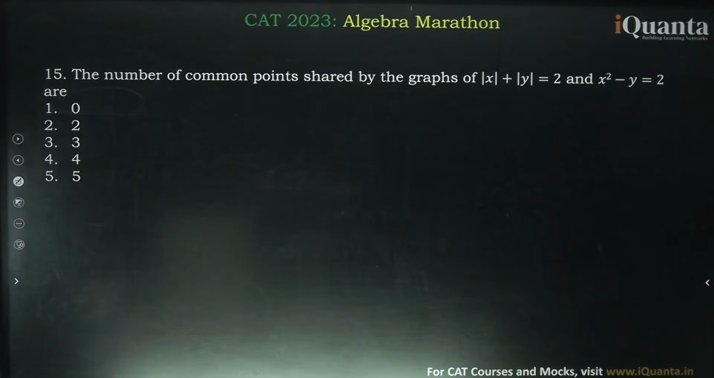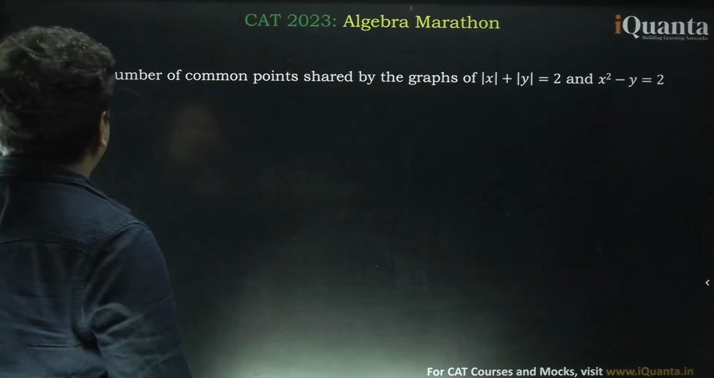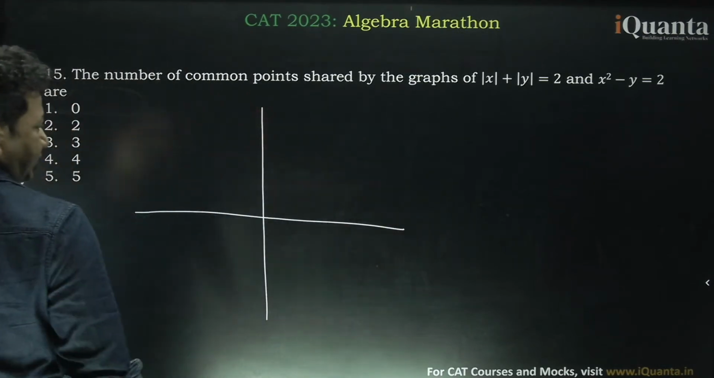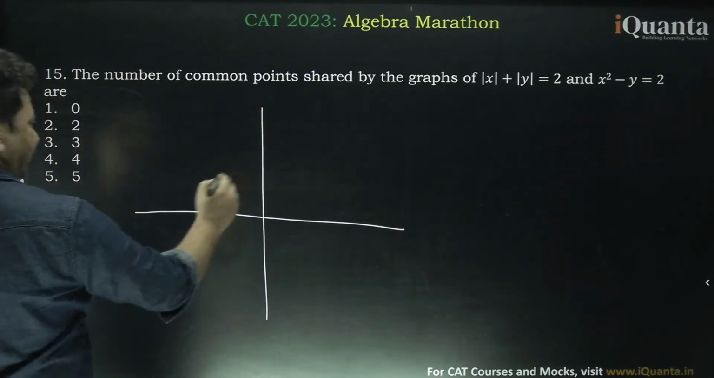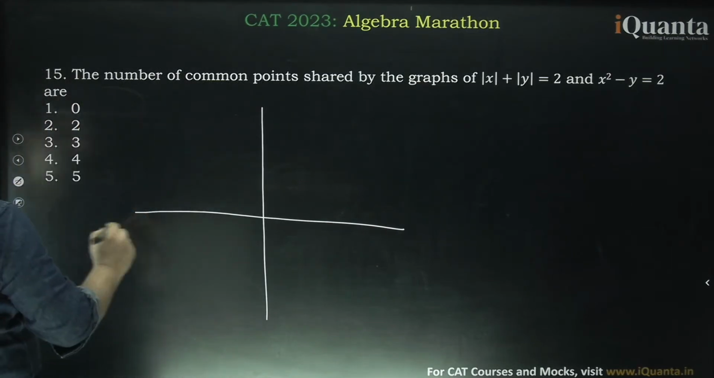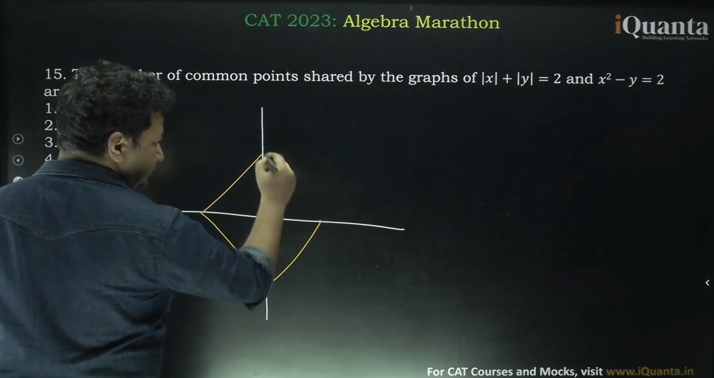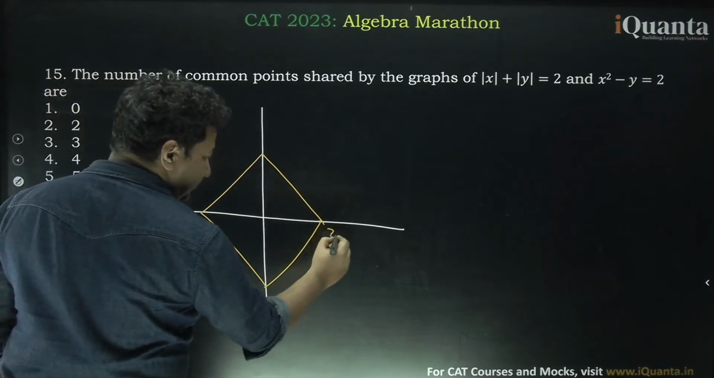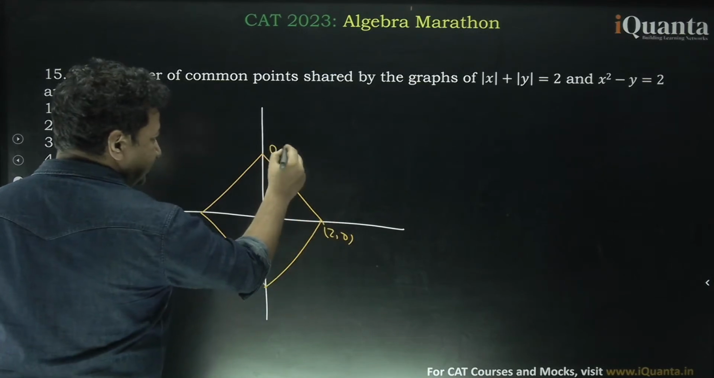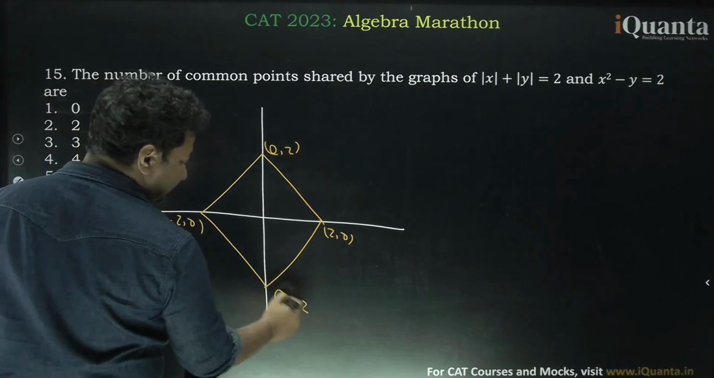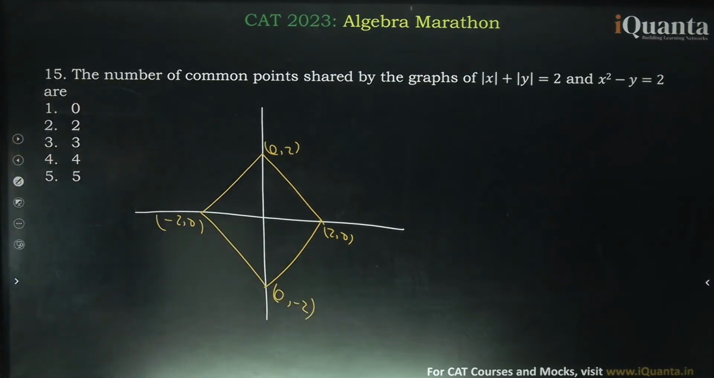Okay. So let's try to draw the diagram first, the graph. Mod x plus mod y is equal to 2. What will it be? It will be a rhombus, isn't it? This will be a rhombus, points at 2, 0. This is 0, 2. This is minus 2, 0, and this is 0, minus 2, right?